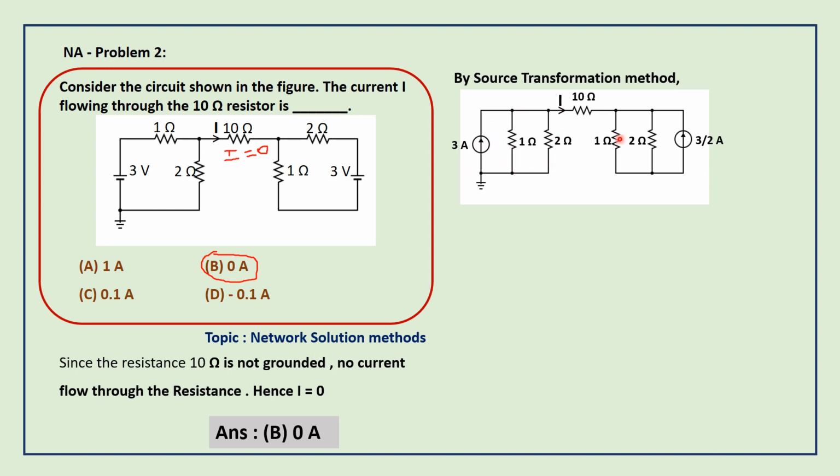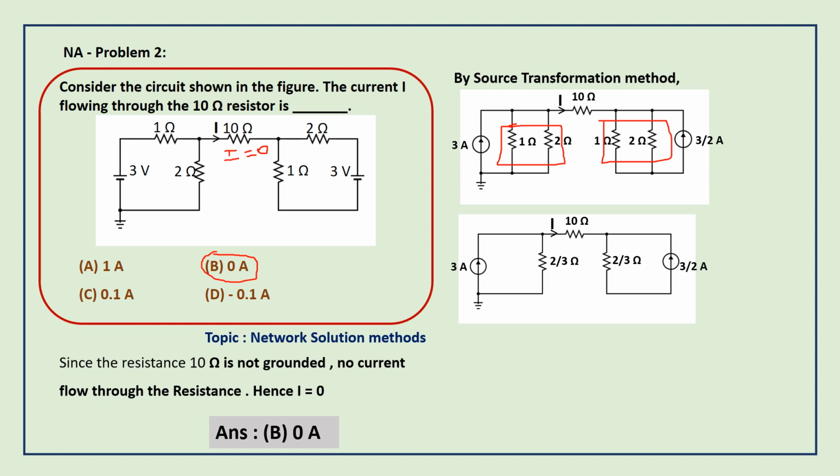Again equalizing this parallel condition on either side, 1 ohms parallel with 2 ohms and 1 ohms parallel with 2 ohms. After rearranging, the circuit will become like this, 2 by 3 ohms, 2 by 3 ohms. I is the current flowing through 10 ohms. Again current source in parallel with resistance, and here also. Again transforming this current source into a voltage source, this will become 2 volt in series with 2 by 3 ohms and 1 volt in series with 2 by 3 ohms.